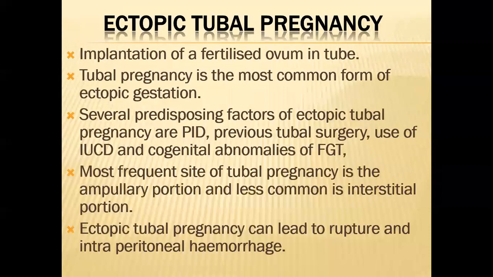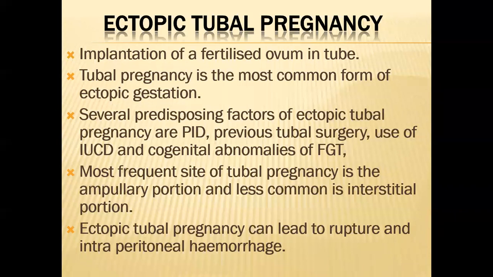Now, the last topic, or the most important topic, is ectopic tubal pregnancy. As you know, ectopic pregnancy can occur on other sites, but the common site is the fallopian tube. Implantation of a fertilized ovum in the tube is the most common form of ectopic gestation. Several predisposing factors of ectopic tubal pregnancy are pelvic inflammatory disease, previous tubal surgery, use of IUCD, that is intrauterine contraceptive device, and congenital abnormalities or congenital anomalies of the female genital tract.